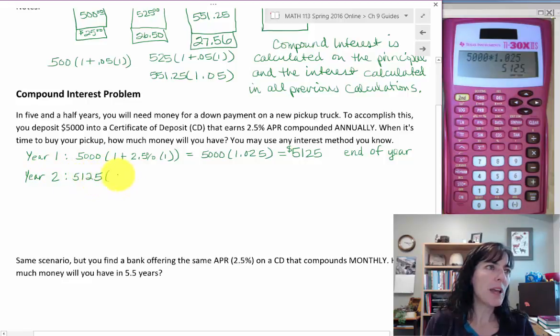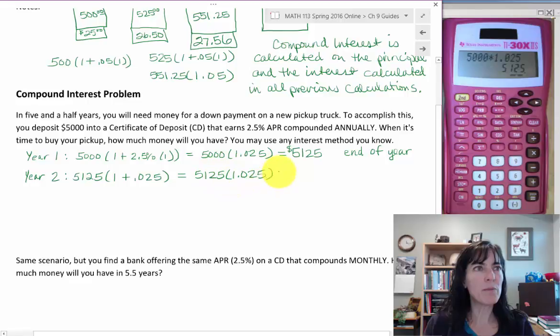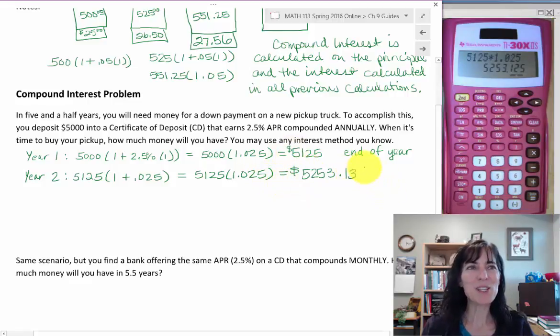5125, and it'll be the same thing, 1 plus 0.025 times 1, and so we're going to have 5125 times 1.025, and we get 5253.13. Because this is money, we have to round, and that'll be for the end of the year.